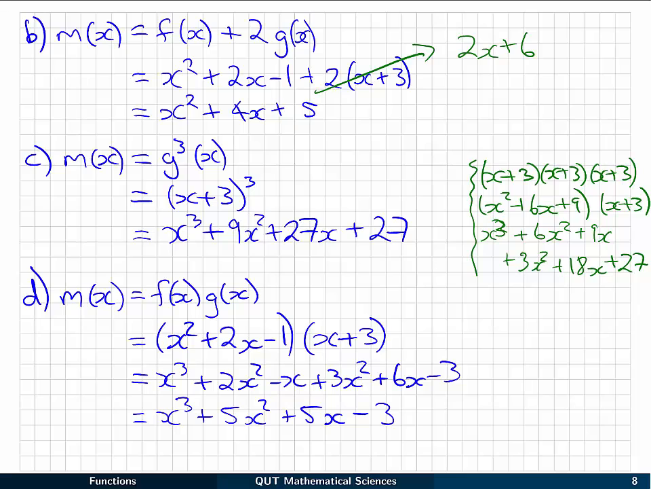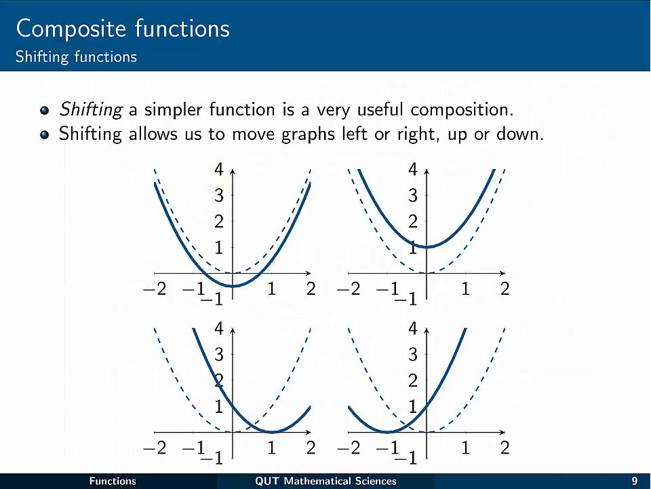So that's a few examples that we've got. Let's have a look at one final thing before we finish this video off. It's the idea of shifting functions.